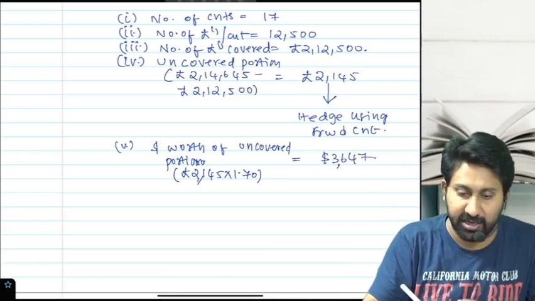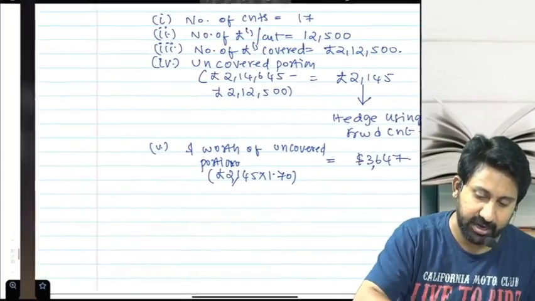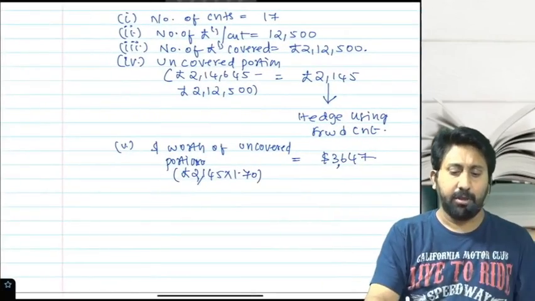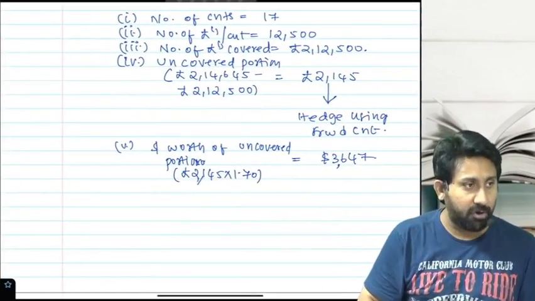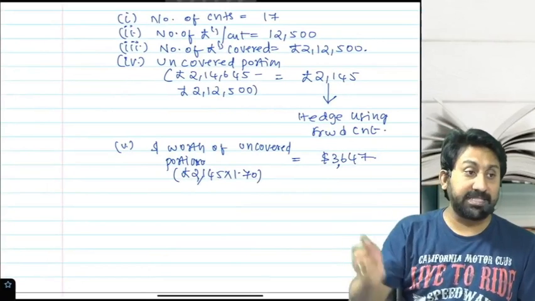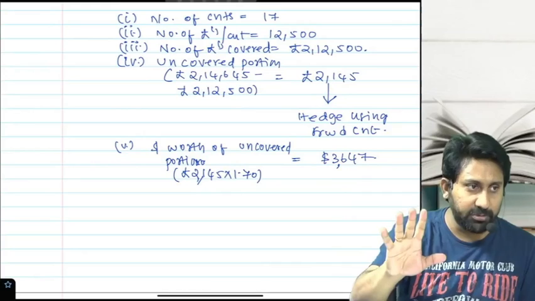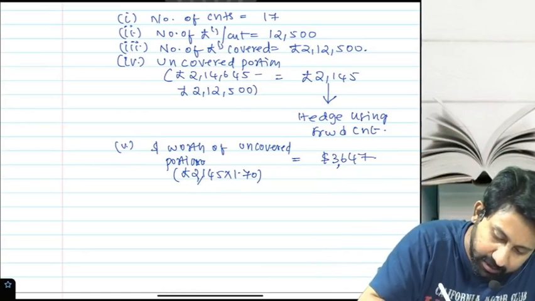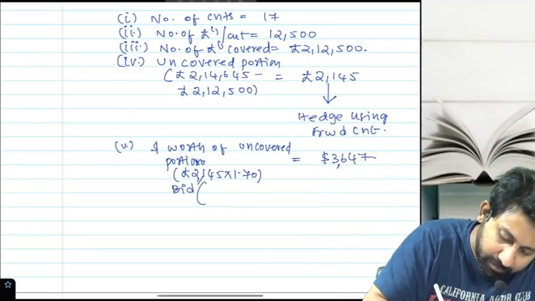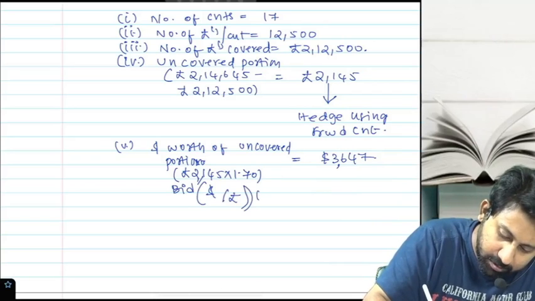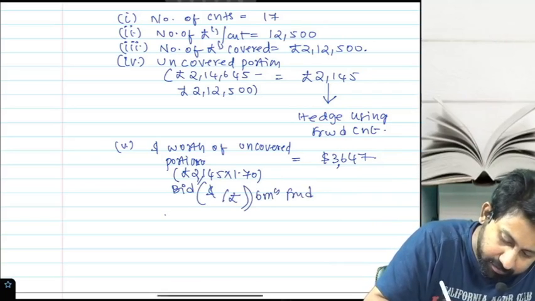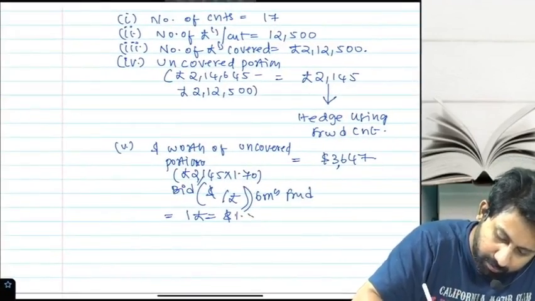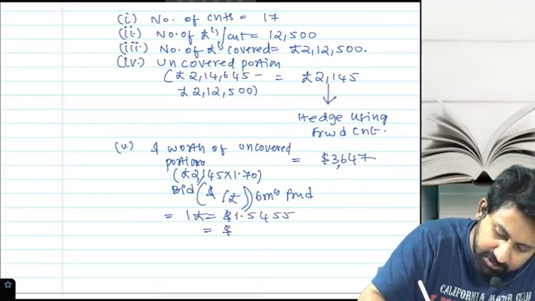I need to cover using what rate? Forward. See the question and tell what forward rate is given. We have to enter into a forward contract, which means we need to buy dollars by selling the pounds. We are selling the pounds, the bank has to buy the pounds, and the bank buys the pounds at the lower rate, which will be the bid rate. So the bid of dollar by pound, 6 months forward, 1 pound equals dollar 1.5455.